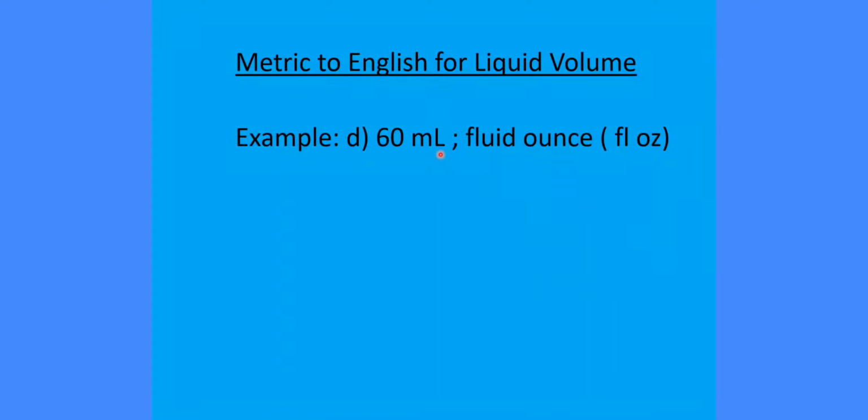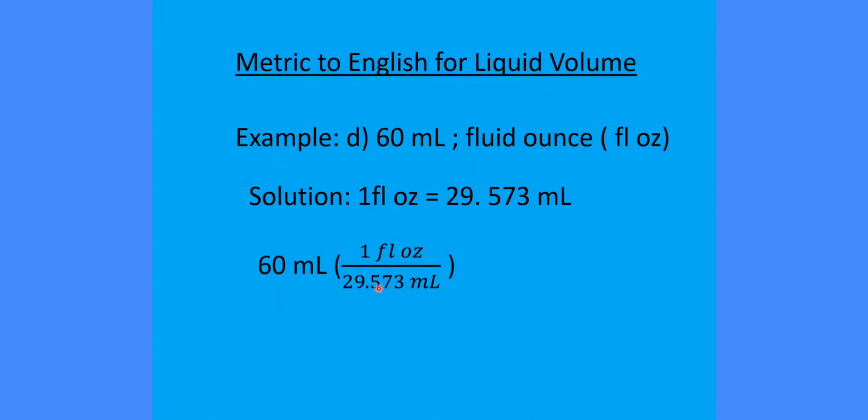Example D, 60 milliliters will be converted into fluid ounce, or the abbreviation is fl oz. So ml is a metric unit of measurement, fluid ounce is an English unit of measurement. Solution: 1 fluid ounce is 29.573 milliliters. So we need to multiply the given value, which is 60 milliliters, by the ratio 1 fluid ounce over 29.573 milliliters.